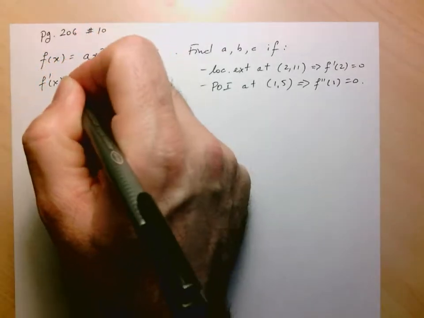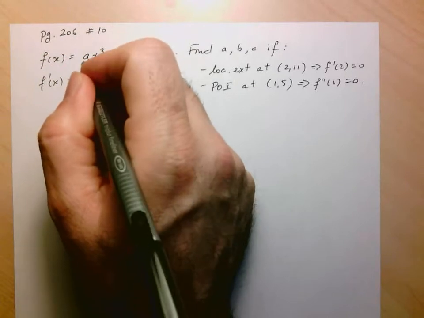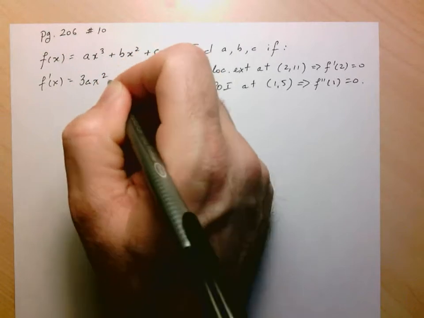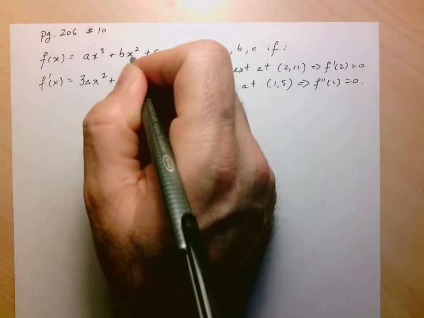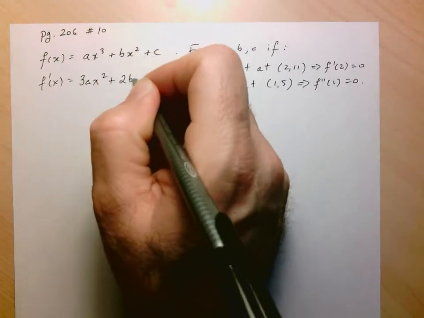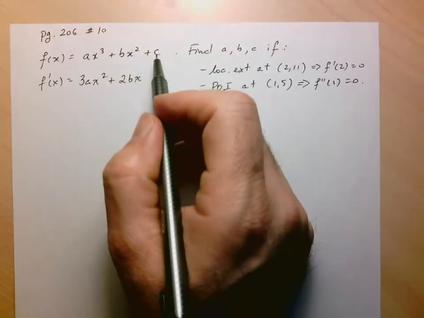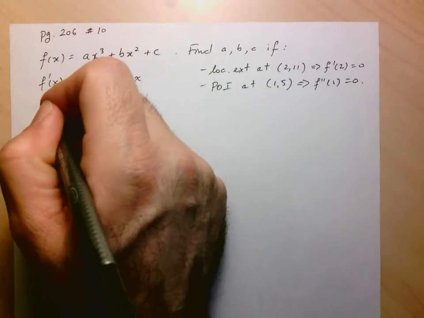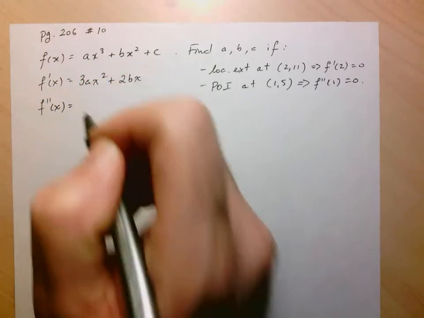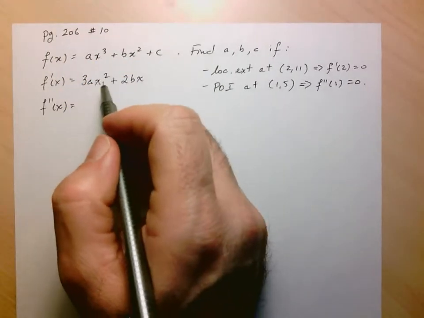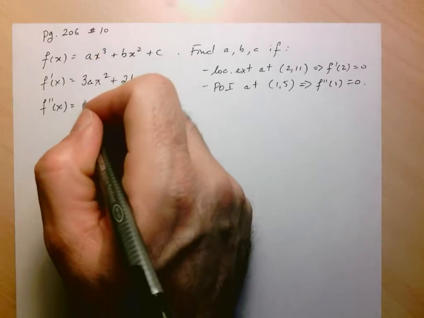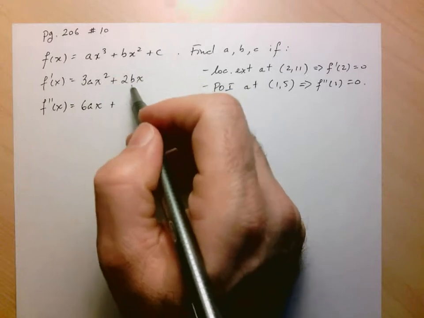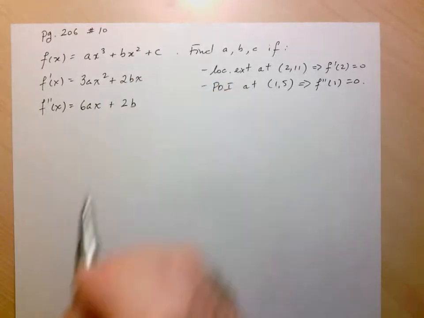So f prime of x is just going to be a times 3x squared, so 3ax squared, plus b times 2x, so 2bx, and of course the derivative of c, just a constant, is equal to 0. Then from here I can find the second derivative. Here I have 3a times the derivative of x squared, which is 2x, so 6ax, plus the derivative of x, which is just 1, so I'm left with the constant 2b.